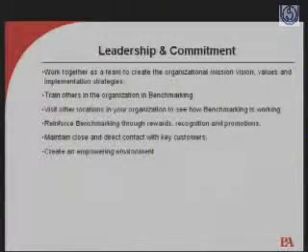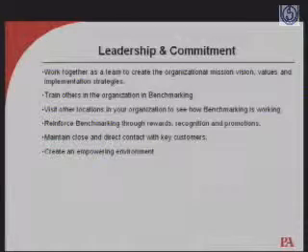So leaders will have to promote the concept of a team-based approach. Some leaders are very aggressive negotiators with their employees. Some leaders are assertive to their employees. They will do a bit of subtle assertion to get the work done from the employees. In some cases, train others in benchmarking, visit other locations in the organization to see how benchmarking is working, reinforce benchmarking through rewards, recognition and promotions, monitor close and direct contact with key customers, create an empowering organization.